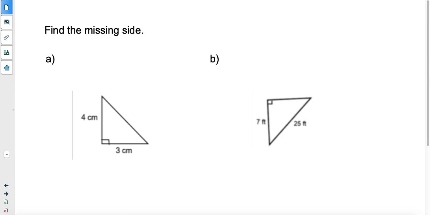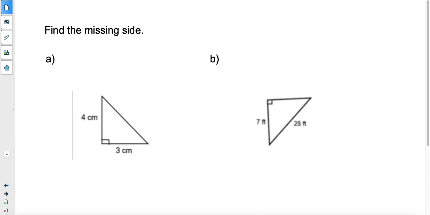Let's take a look at some examples here. In these examples, I'm trying to find the missing side of these right triangles. Now, since these are right triangles, we can use the Pythagorean theorem. And the thing I want to note before we take a look into these examples: the Pythagorean theorem only works if we have a right triangle. If you do not have a right triangle, then the Pythagorean theorem will not work.